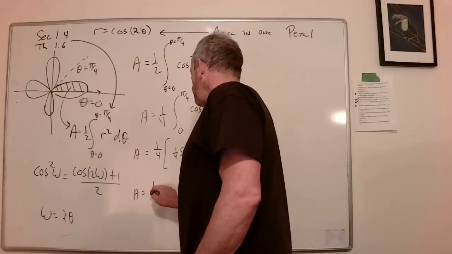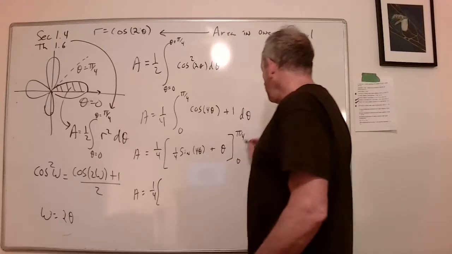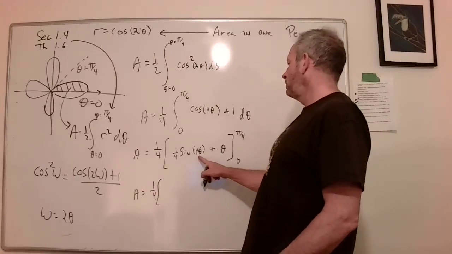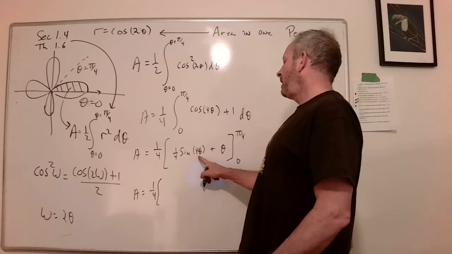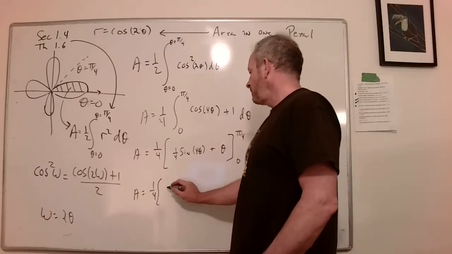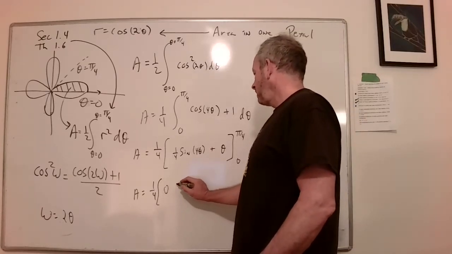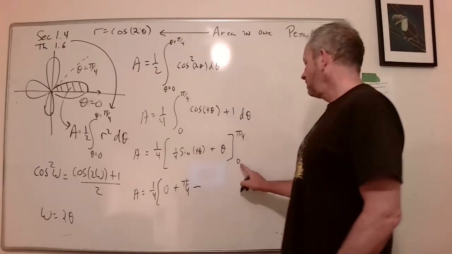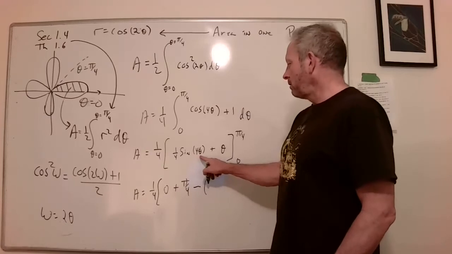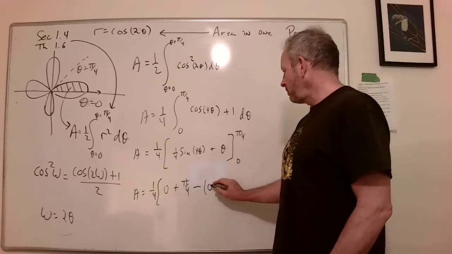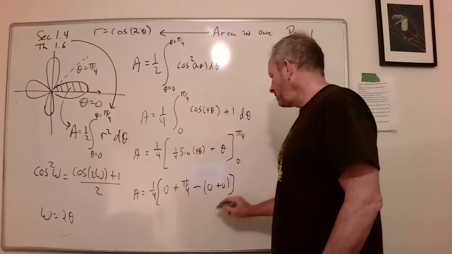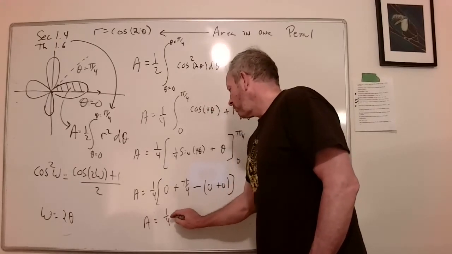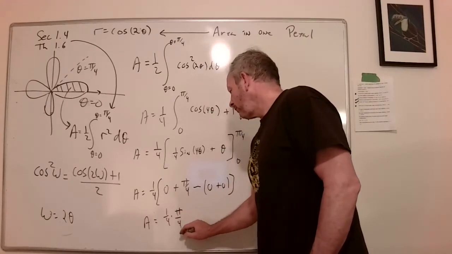So the area here is 1/4 times, well, if we put a pi over 4 in here, that would be sine of pi. Sine of pi is 0, so that would give you 0 plus pi over 4, minus. Now we'll put the 0 in there, all that business is 0, plus 0, we get this. And then the area is 1/4 times pi over 4.